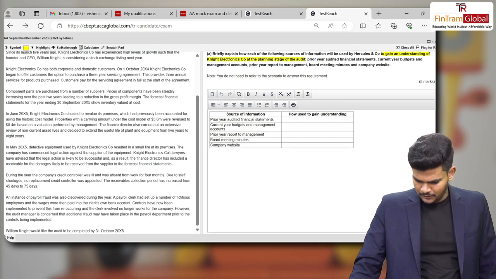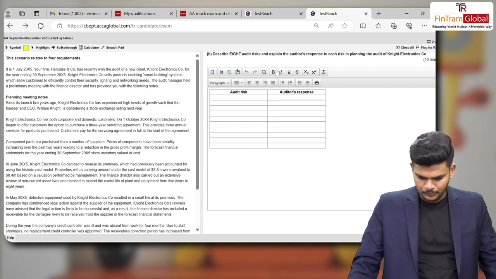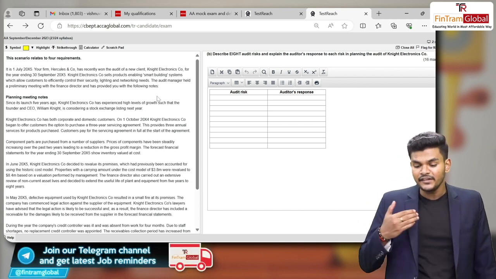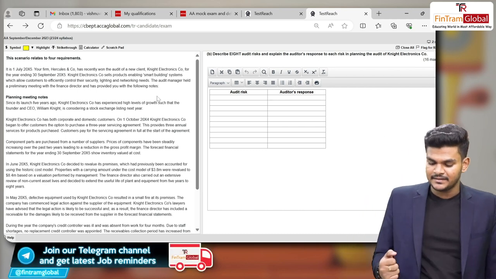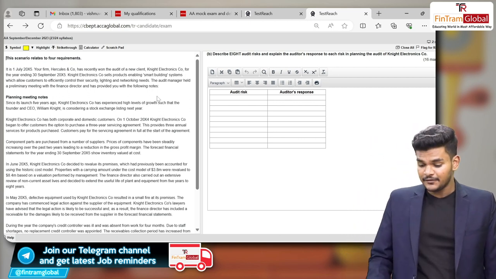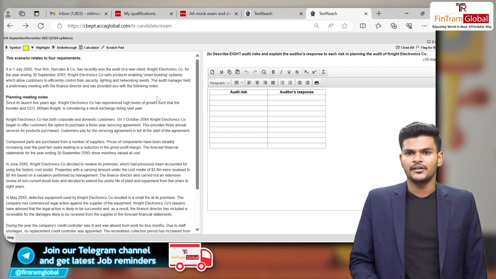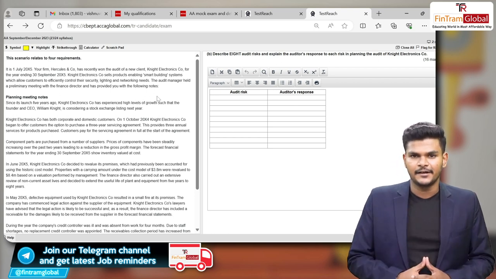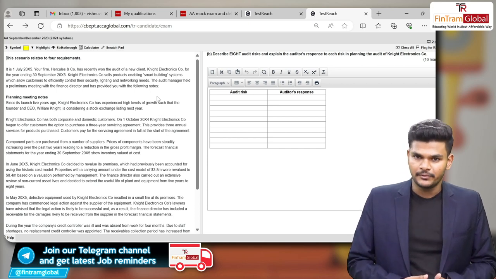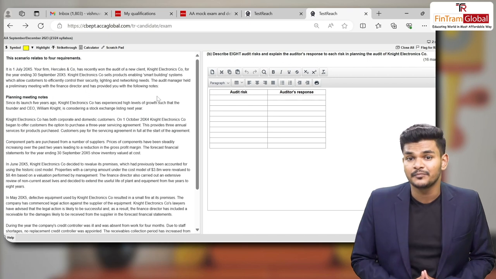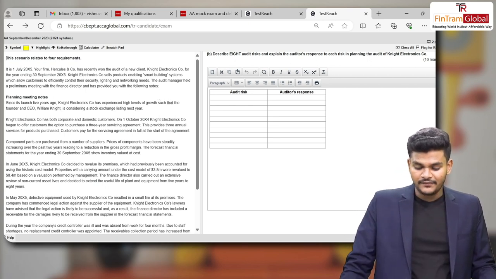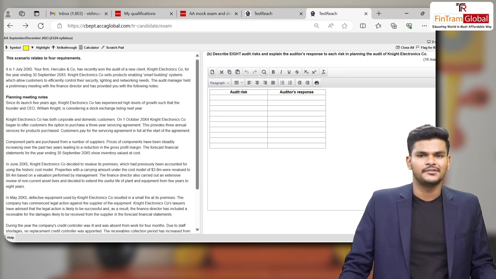Okay, what about the next one? I'm just going to scroll down and then move on to the next one. Yeah, there we go. We have to describe 8 audit risks and explain the auditor's response to each of these risks in the planning of Knight Electronics Co. And this is for 16 marks. So 8 audit risks in 16 marks. That's something that's familiar to us, isn't it? We will have 1 mark for writing the audit risk as well as 1 mark for the auditor's response. Isn't it simple as that? So we have to identify 8 risks from the scenario, a typical audit risk question, I would say.